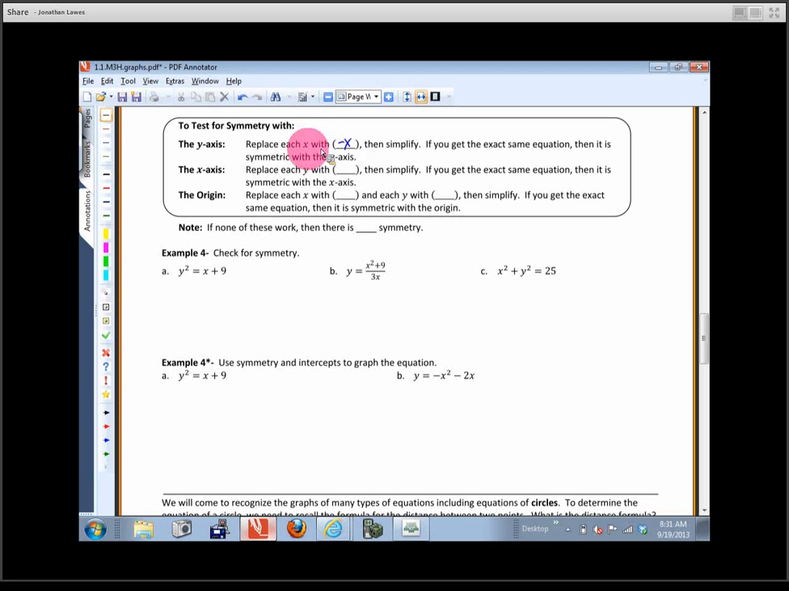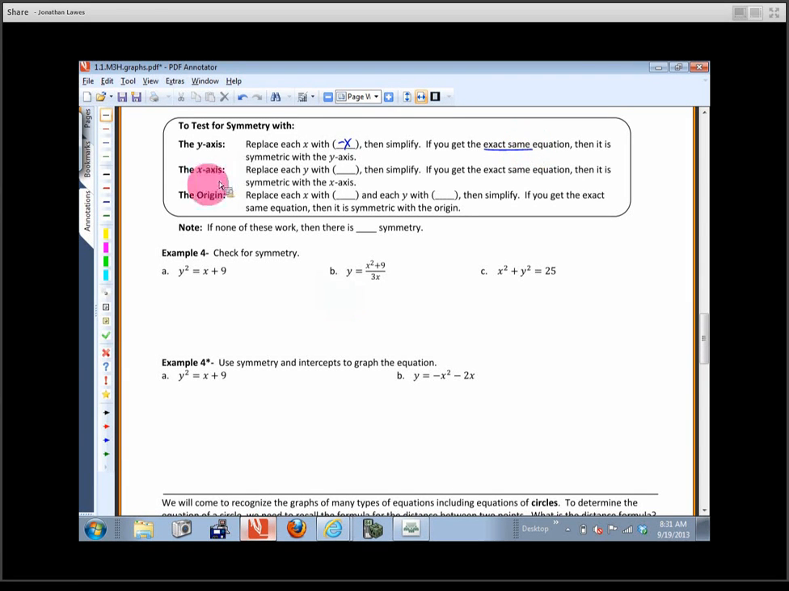This is trading, if you wanted to think of it, right for left and left for right. We're going different directions on the x-axis. Then we're going to simplify. If we get the exact same thing as we started out with, the exact same equation, then it's symmetric with the y-axis. So if it's the exact same, it doesn't matter whether you go to the left or the right. You get the same thing. That's what symmetric with the y-axis means. Okay? Doesn't matter whether I go here and I end up at 4, go here and I end up at 4. The point is they would be reflected across the y-axis.